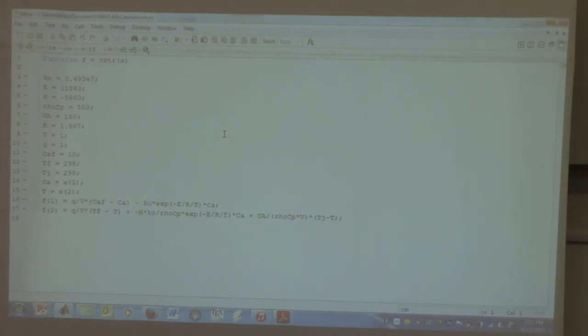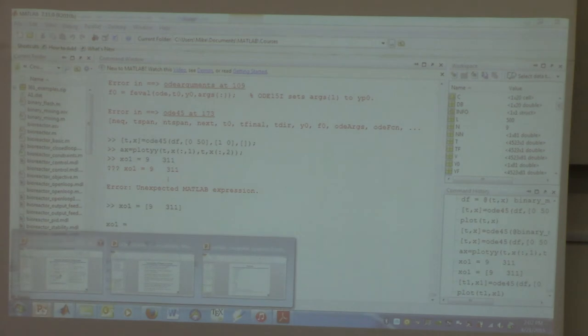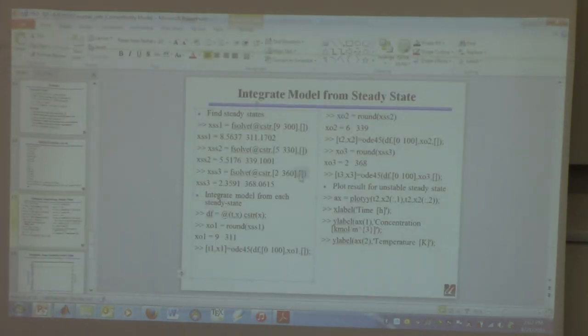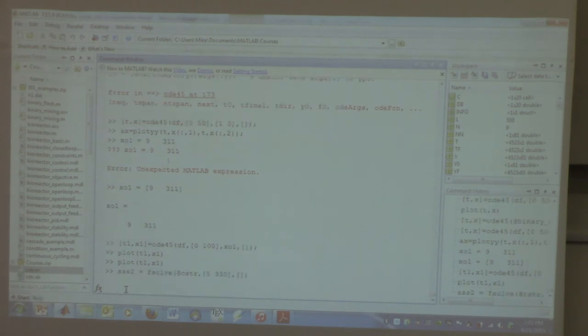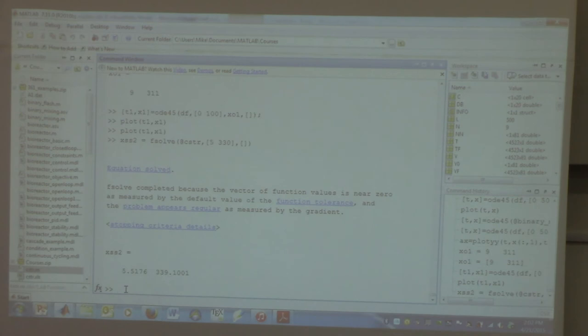Didn't seem to care if I have F prime. MATLAB's random there. I'll just pretend like it did. It just ran without it. Now I know the code's right. I'm wondering if I changed some number up here, but it doesn't look like I did. All right, let me try something here. Let's say I want this number here. Okay, that's the right answer, I believe. Let's say now I want to integrate from that answer.